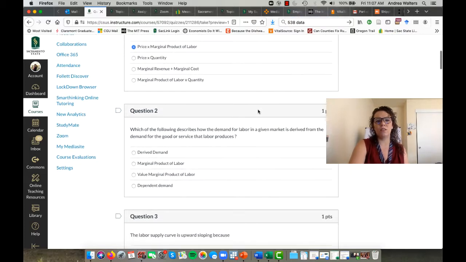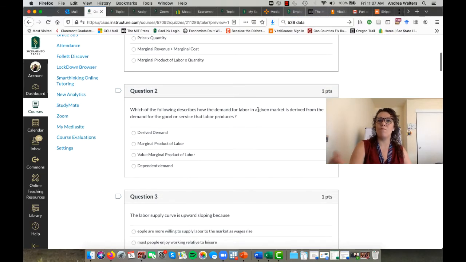The next question looks at the derived demand. So which of the following describes how demand for labor in a given market is derived from the demand for the good or service that the labor produces? And the answer is derived demand. It's the idea that the demand for donut makers is derived from demand for donuts. The demand for car manufacturers is derived from the demand for cars. And it's one of these cases like we have in economics where we take a really simple idea and we have to name it something special. But derived demand just means that if you are a teacher, then demand for education is going to determine the demand for your labor.